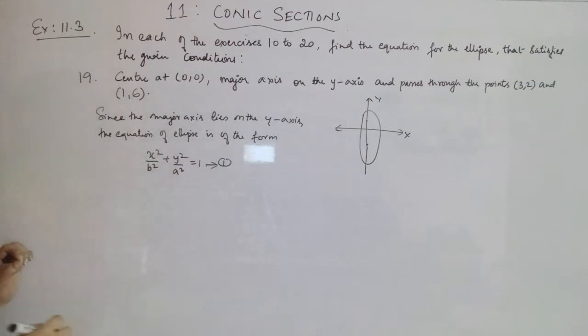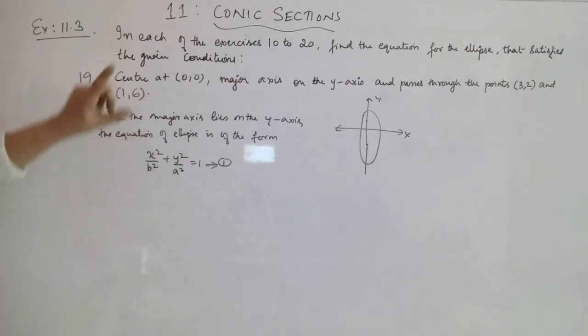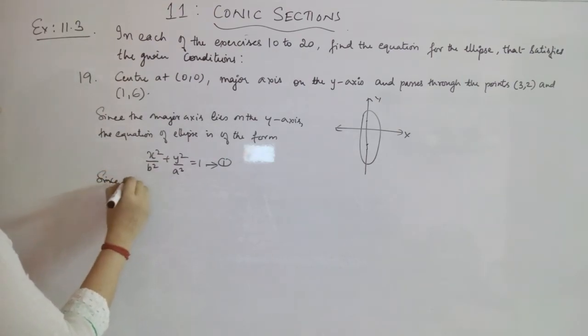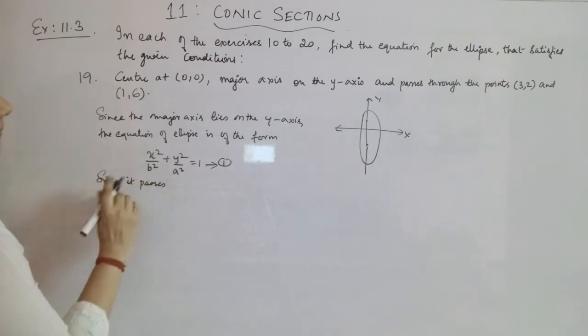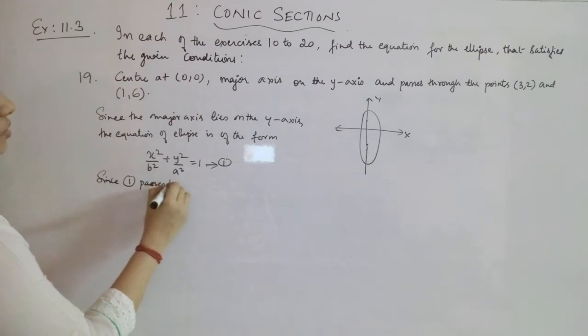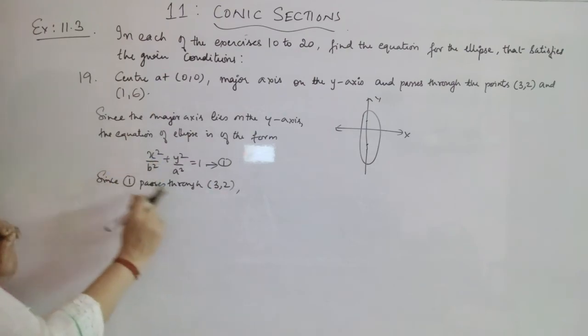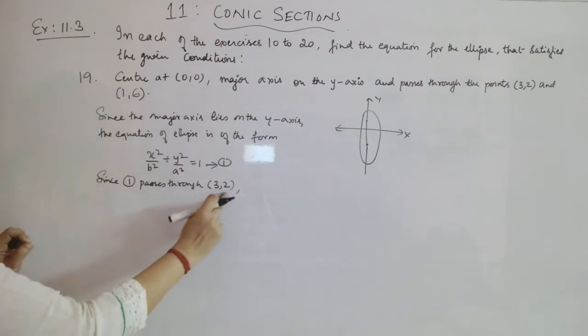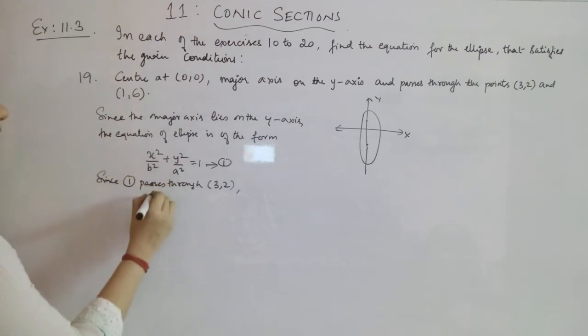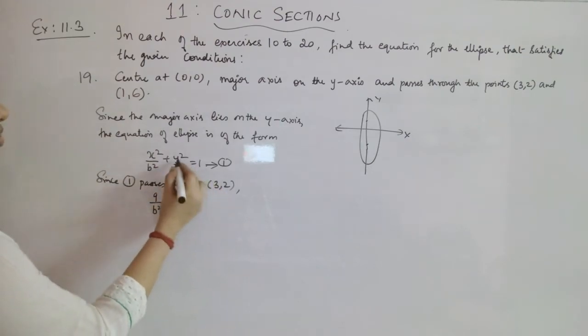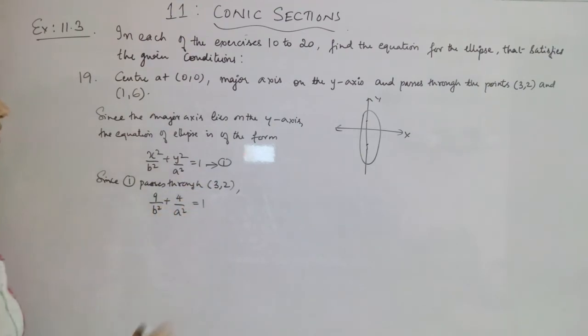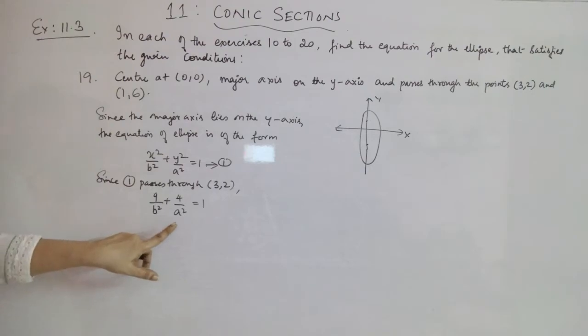Okay. Now, two things are given. In order to find out what is your a and b, you have been given two facts, which are the equation of the ellipse passes through the point 3, 2 as well as 1, 6. So, first we will say, since it passes through, it means equation number 1 passes through 3, 2, we have the equation to be satisfied by the points. That means you can replace x and y with 3 and 2 respectively. So, it will give you 3 square, which is 9 by b square, plus 2 square 4 by a square equal to 1, right. So, this is one equation.